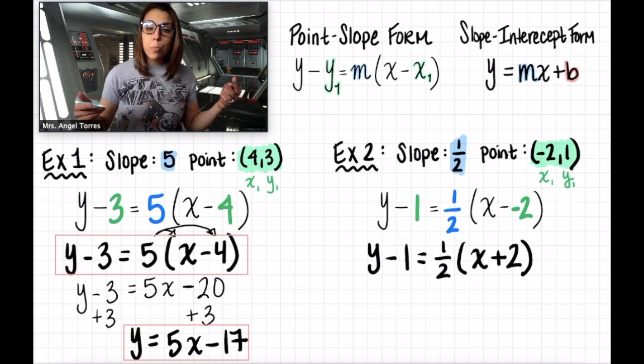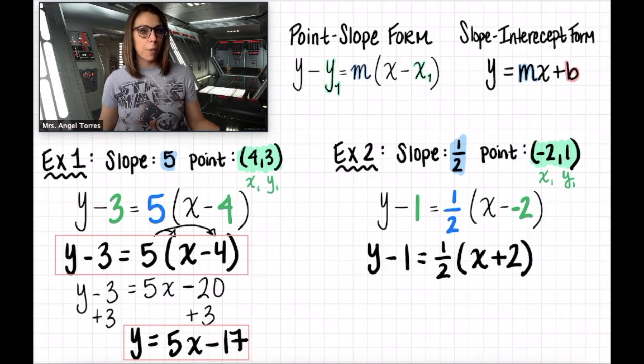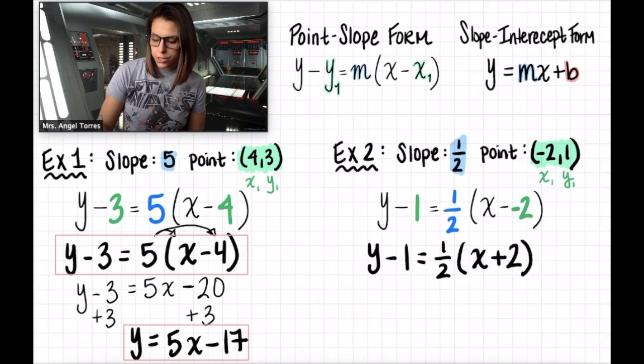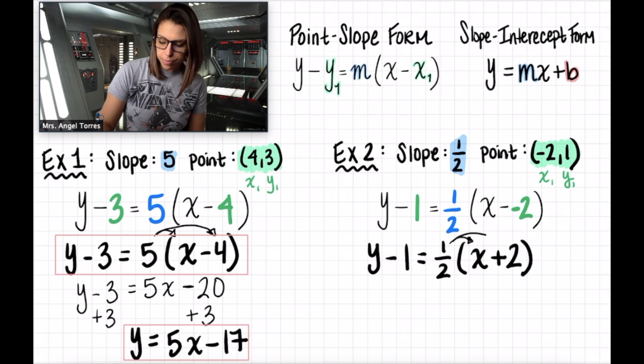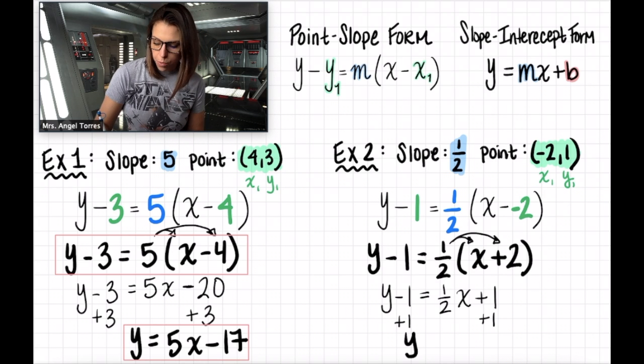Now, because we don't use point-slope form often, let's go ahead and convert to slope intercept form. Start off by distributing 1/2 to both. So that's y minus 1 equals 1/2 x plus 1/2 of 1 is 1. Add 1 to both sides to isolate y, and we're left with y equals 1/2 x plus 2.